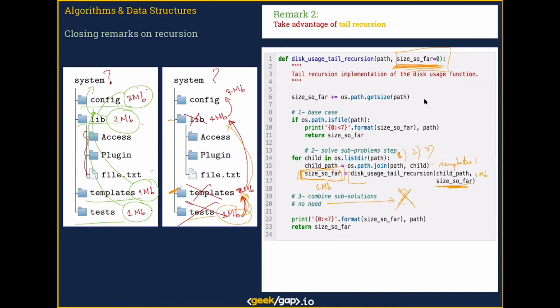And like I said, tail recursion is good because if you have an interpreter or a compiler that takes advantage of it, it will be memory efficient. But we don't have that in Python. But some languages actually have a compiler that is optimized for tail recursion.